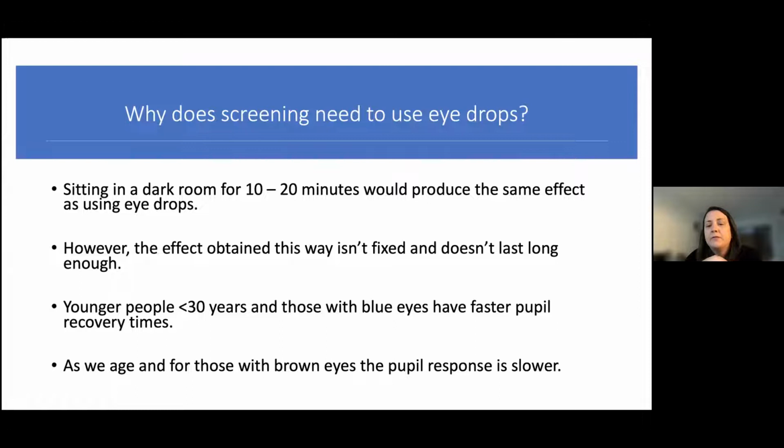Younger people have faster pupil recovery time, so it is possible in somebody maybe under the age of 30, especially those with blue eyes.